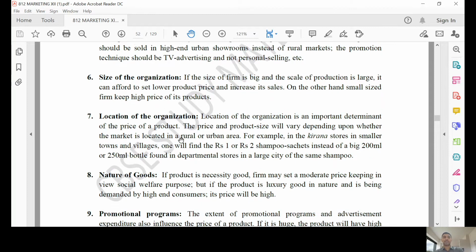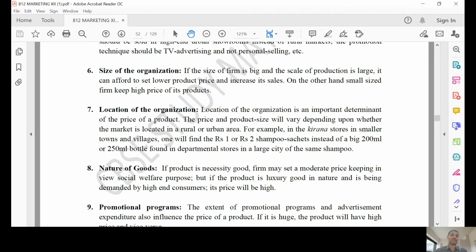Location of the organization. Another important internal factor which is influencing the price is location of the organization. Location of the organization is an important determinant of the price of the product. The price and product size will vary depending upon whether the market is located in a rural or urban area.